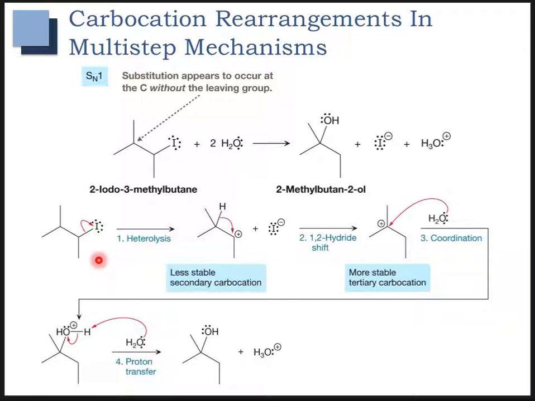So in the case of the SN1, you have the leaving group falling off, right? Then the hydride shift, formation of the more stable carbocation, and then coordination. In this case, we have a water coming in, so there's also a proton transfer, but in some examples of these, you might be done after the coordination step.